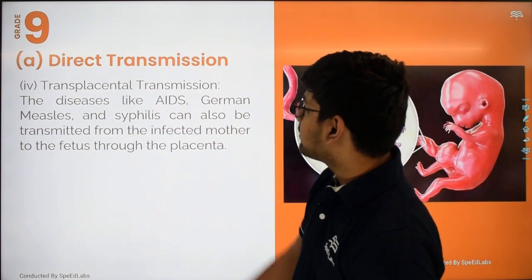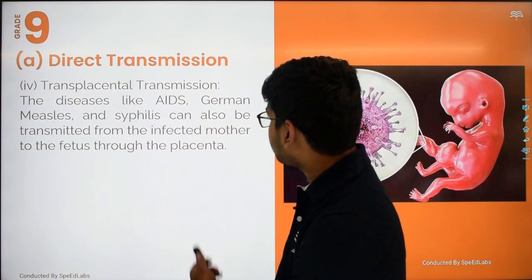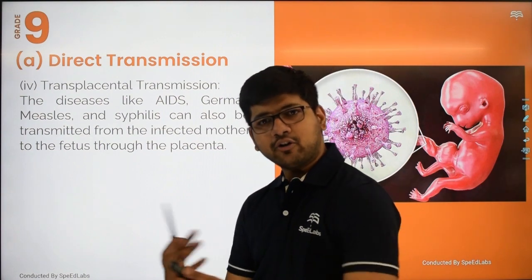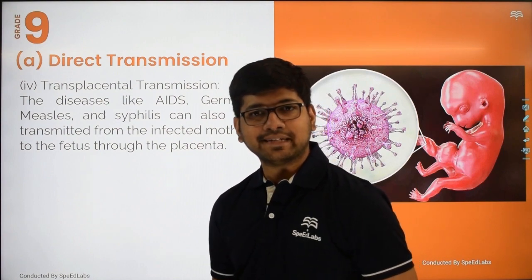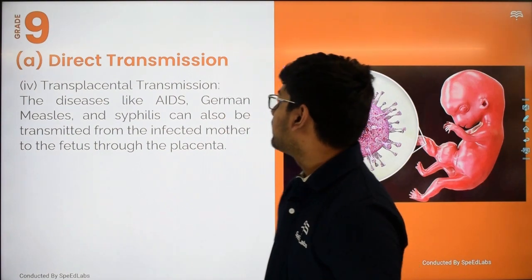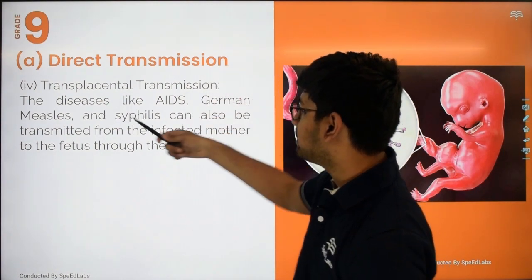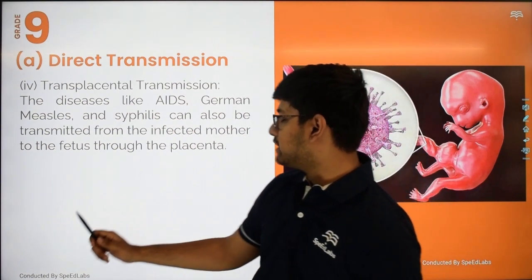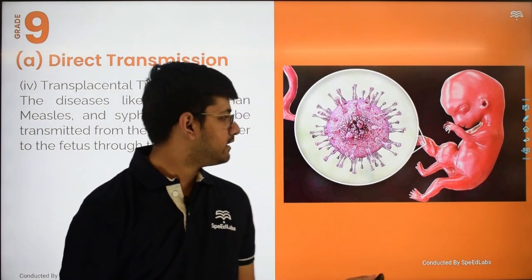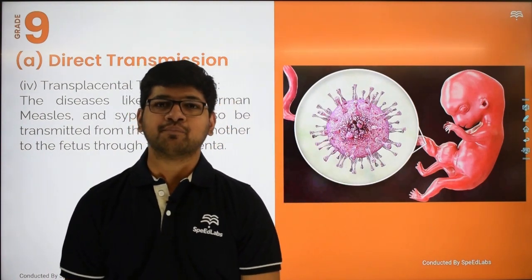So the other method of direct transmission is transplacental transmission, which occurs from mother to baby. We can say blood exchange, where diseases like AIDS, German measles and syphilis can also transmit from an infected mother to the fetus through the lifeline that is known as the placenta, right?